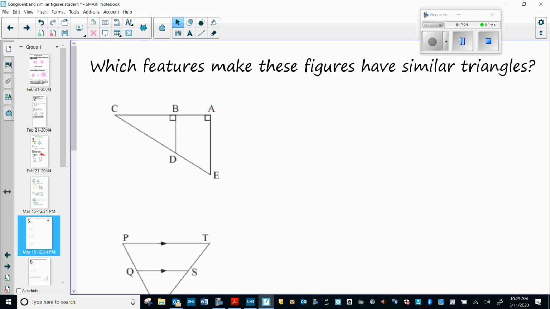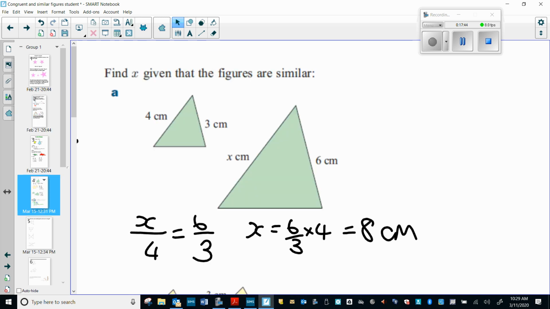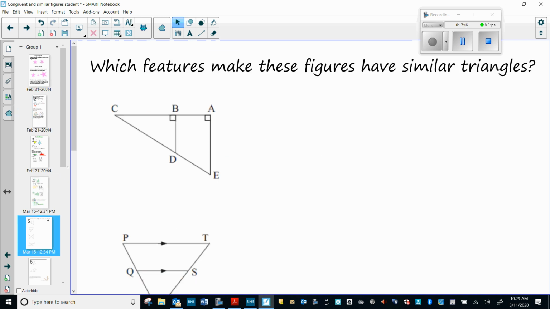Now, which features make these figures have similar triangles? You can't really see on the board, but you can see it on your paper. Tell me the angle reasoning. Why? These two are obviously both 90. Why are these two angles the same as each other? Not parallel, it's corresponding.